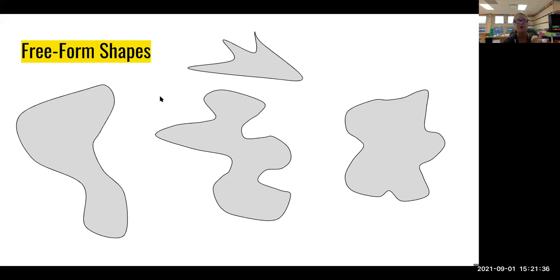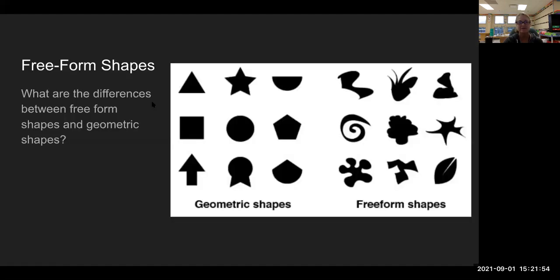And these are our freeform shapes. Actually, there are tons of different freeform shapes. I just drew these out with my mouse really quickly so you could understand what they are, but they don't have a name. So it could be the outline of a key, or it could be the shape of a leaf.